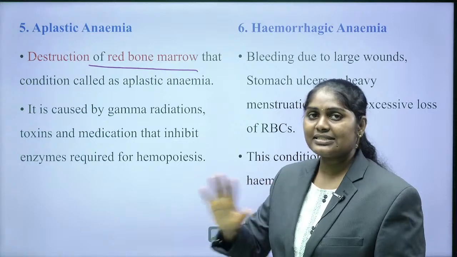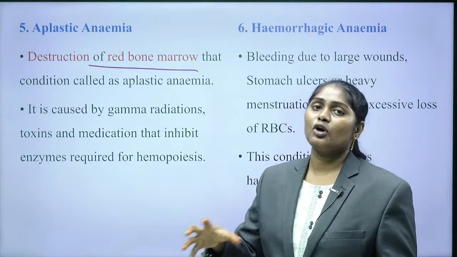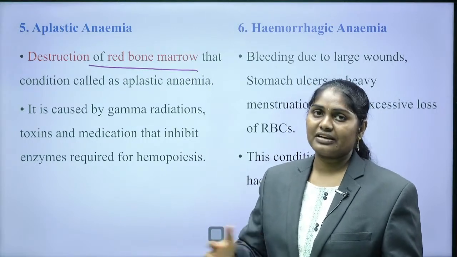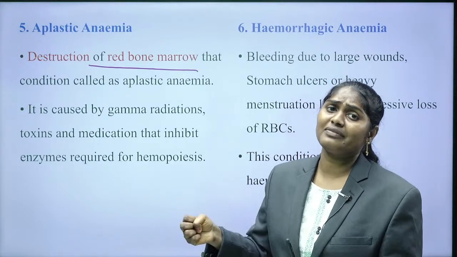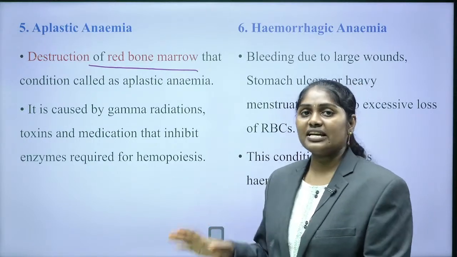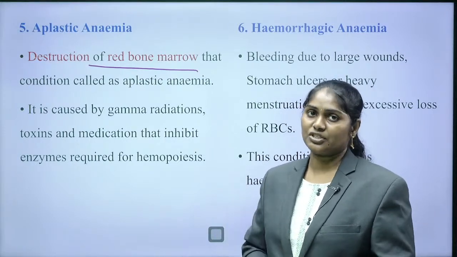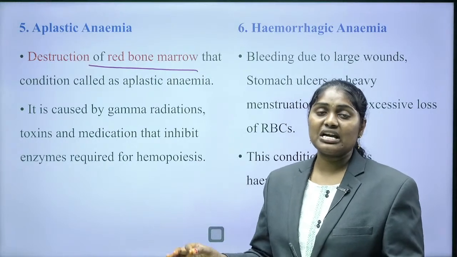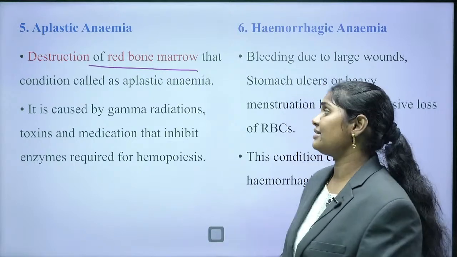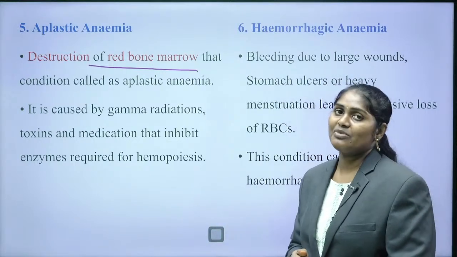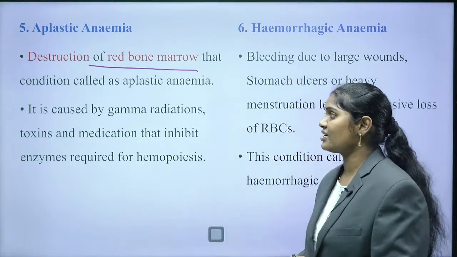Everything is anemia, but the reasons are different. Some is due to deficiency of intrinsic factor, some is due to improper absorption of iron, some is due to diet. So everything is anemia, but the reason for that anemia is very important for your competitive exam. What is pernicious anemia, what is megaloblastic anemia, what is the exact reason, that is very important. So aplastic anemia means destruction of bone marrow.